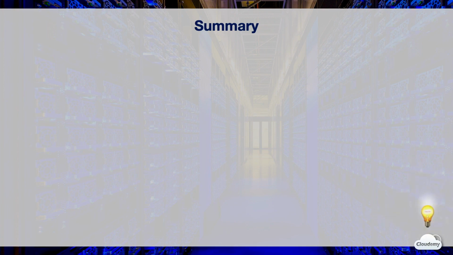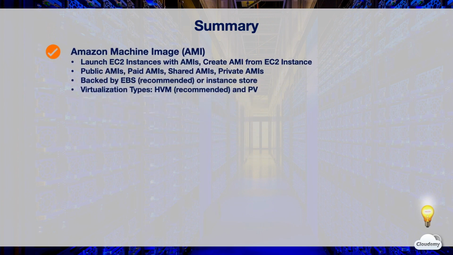In this episode, we've learned Amazon Machine Image and EBS volumes. You can launch EC2 instances with Amazon Machine Images or AMIs. An AMI provides you consistent configuration necessary to launch an instance. You can customize your EC2 instance, then create an AMI from the EC2 instance as a standardized image.